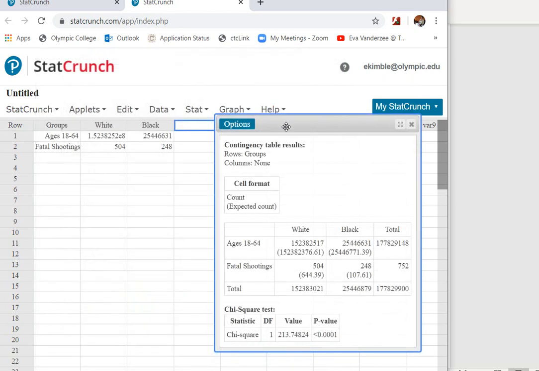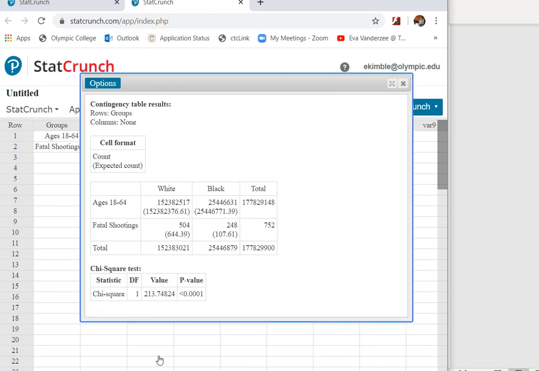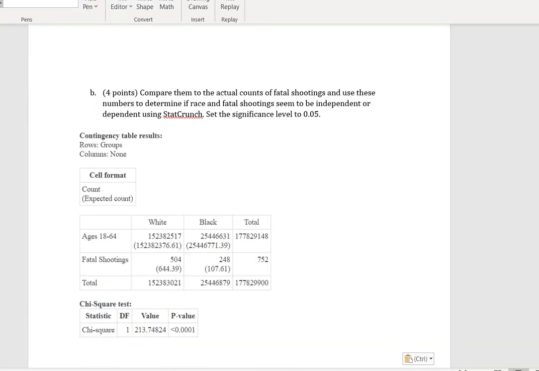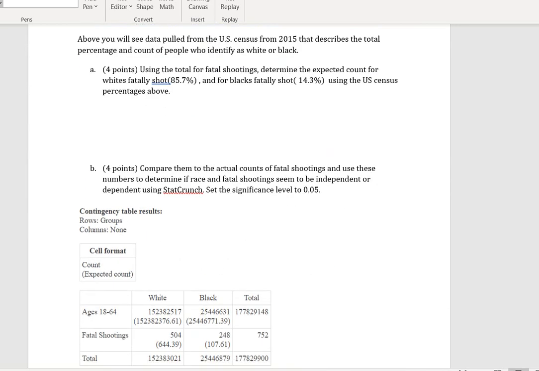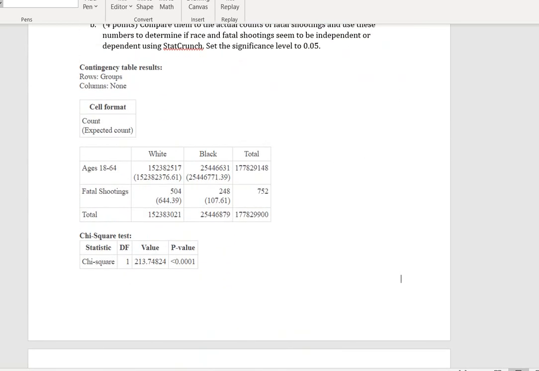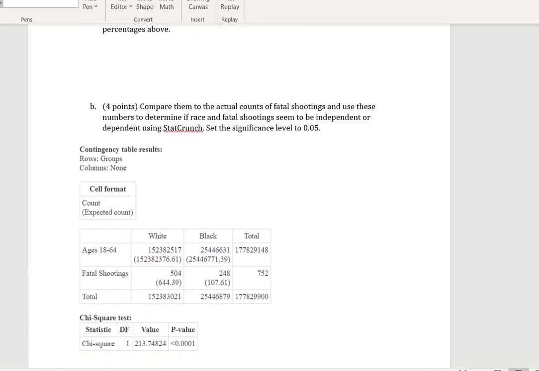So once we hit compute, we are going to get the following table. So I'm just going to go ahead and copy and paste this into our document. So let's see, how does that compare with what we found above? Looks great. It looks like our expected counts are exactly what they should be. Now our p-value is less than 0.001, which means our p-value is less than our significance level.